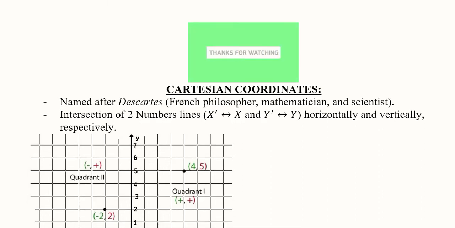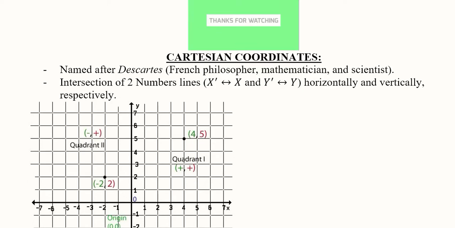Hi there. After understanding the set notation, we also have another depictive tool that can help us to understand the relationship between two variables. It is known as Cartesian Coordinates. It is attributed to Descartes, who was a French philosopher, mathematician, and scientist. So it is named after him. And intersection of two lines basically is there.